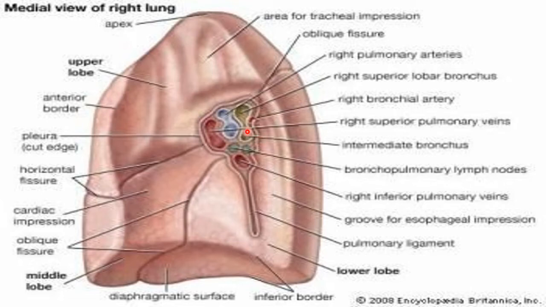This is the intermediate bronchus. These two are the bronchopulmonary lymph nodes. Here at the inferior part of the root we have the right inferior pulmonary vein. So in the same way, for the left lung also we have a root and these structures are present inside that root.